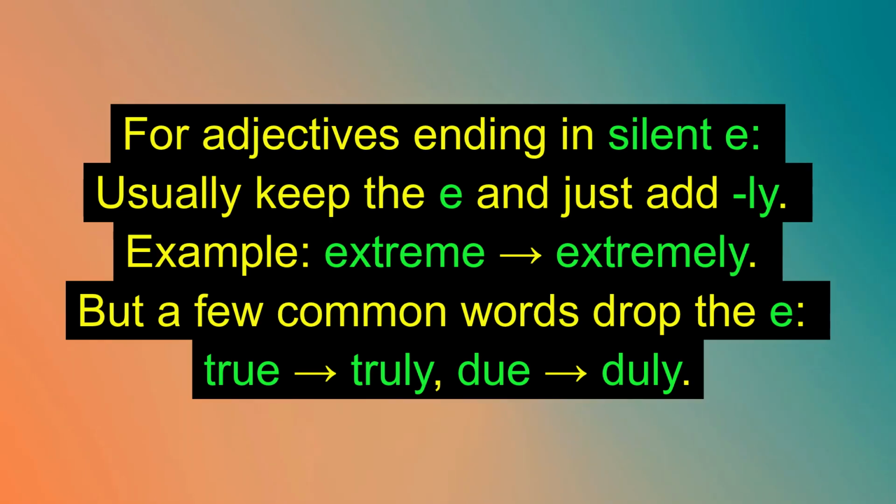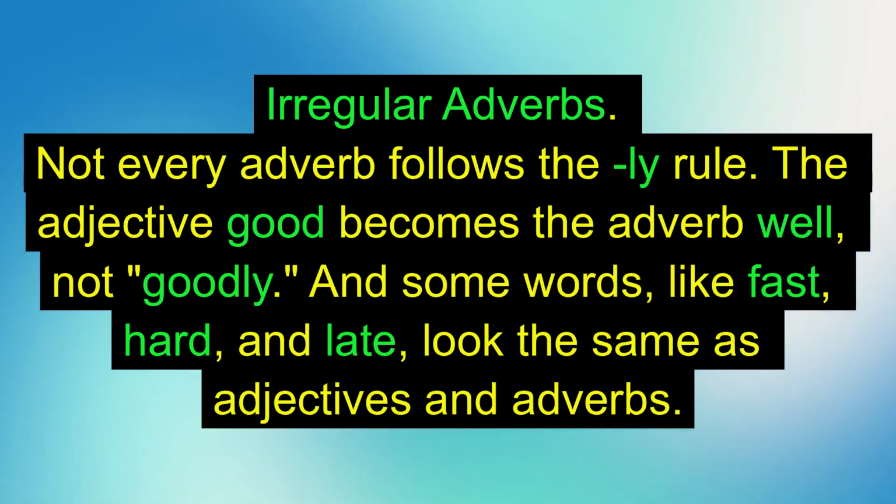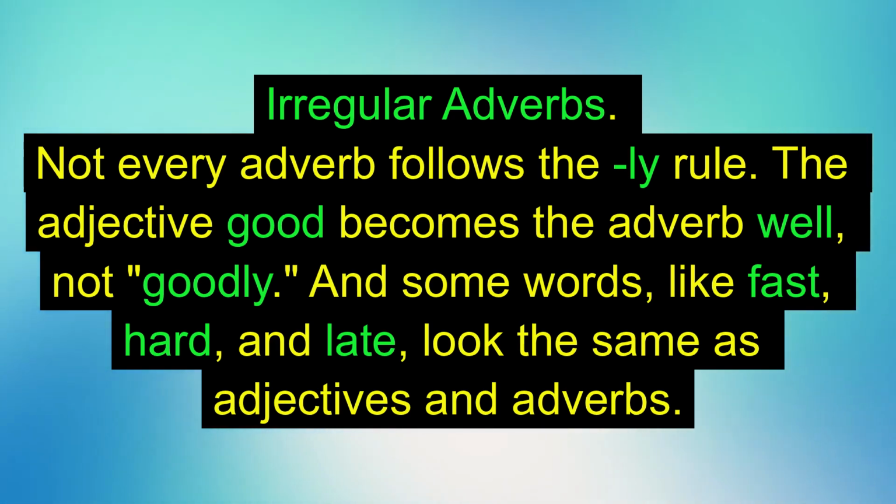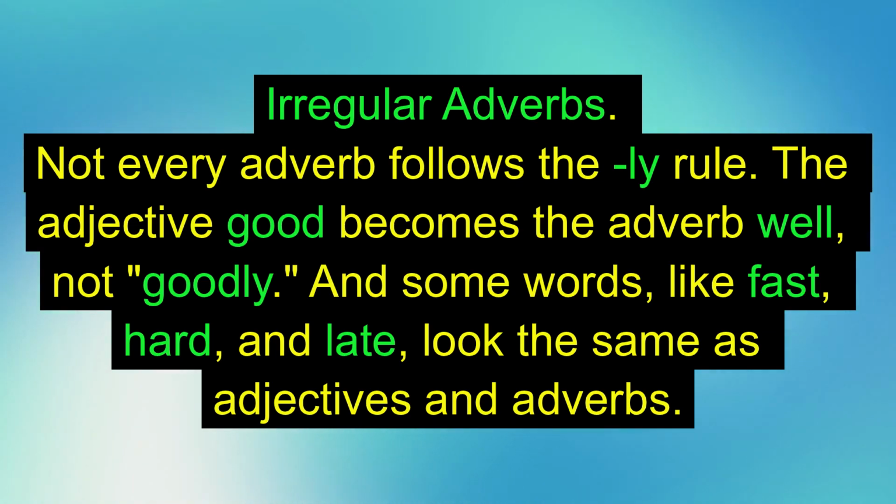For adjectives ending in silent e, usually keep the e and just add ly. Example: extreme, extremely. But a few common words drop the e: true, truly, due, duly. Irregular adverbs. Not every adverb follows the ly rule. The adjective good becomes the adverb well, not goodly. And some words, like fast, hard, and late, look the same as adjectives and adverbs.